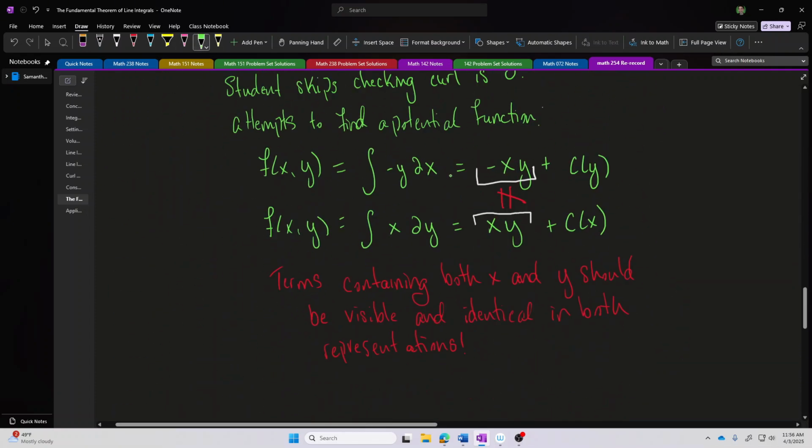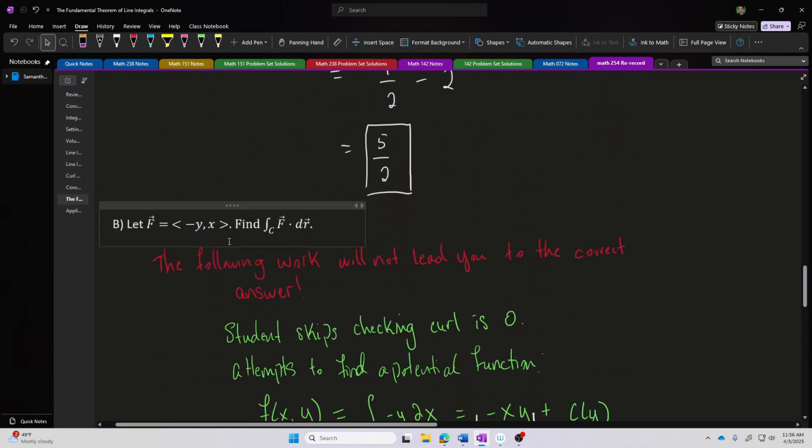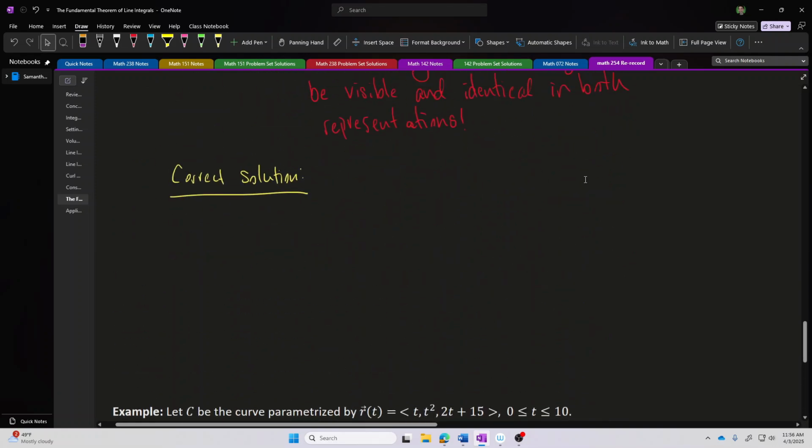So what I should do first, the correct solution to this problem, is manually check if this vector field is conservative or not. So I'll go ahead and calculate the curl by taking the partial in the x direction of the second component, the partial in the y direction of the first component, and subtracting the two results. And I get 1 minus negative 1. I get a curl of positive 2, which is definitely non-zero.